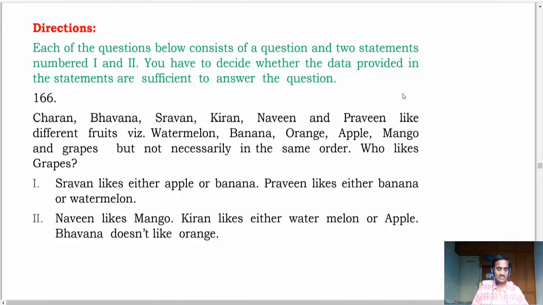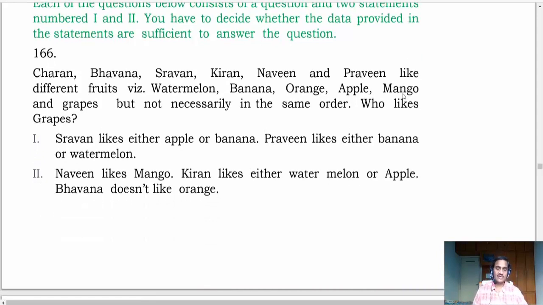Now in this 166, what will the answer be? Charan, Bhavna, Shravya and so on like different fruits. And who likes grapes? The question is about what? Who likes grapes? Shravan likes either apple or banana. Shravan is either apple or banana, so it is definitely not grapes. How many people are there? CBSKNP are the persons. Now Shravan is either apple or banana. Praveen likes either banana or watermelon. Praveen is either watermelon or banana.